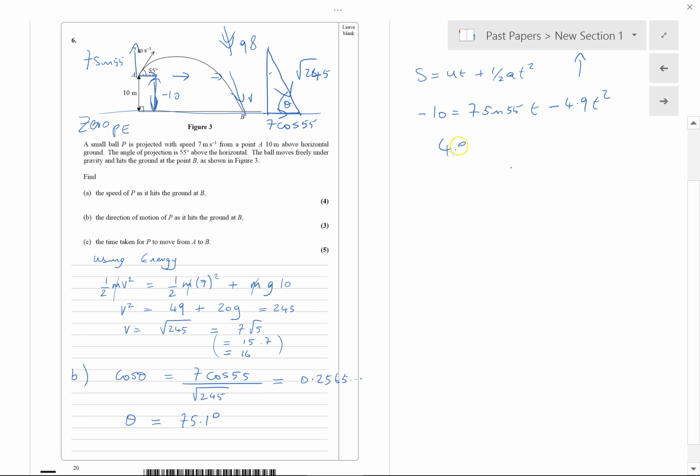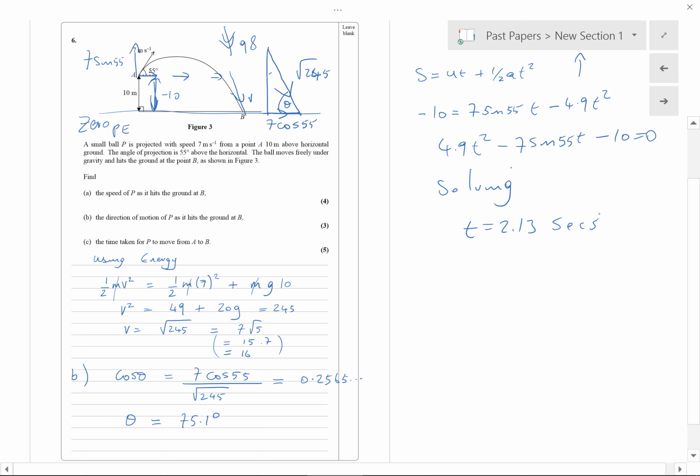So we get 4.9 t squared minus 7 sine 55 t minus 10 equals 0. And if we solve that, we'll get a positive and a negative answer. Obviously the negative one doesn't apply. We'll get t equals 2.13 seconds.